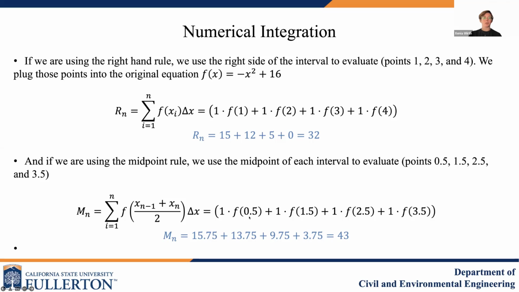So I take this 0.5, or 1/2, and I plug that into my equation for x, and I find f of x. This is what I'm doing for the midpoint rule. I'm taking the midpoint of each subinterval. The midpoint of the subinterval from 0 to 1 is 0.5. The midpoint of the subinterval from 1 to 2 is 1.5. The midpoint of the subinterval from 2 to 3 is 2.5. And the midpoint of the subinterval from 3 to 4 is 3.5.